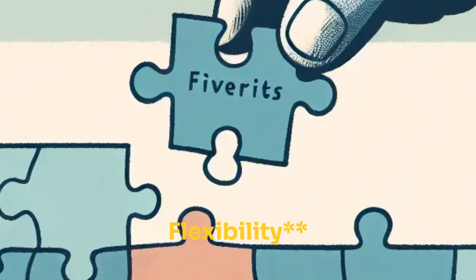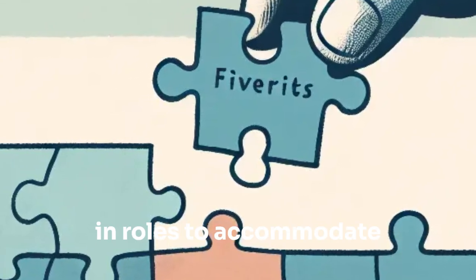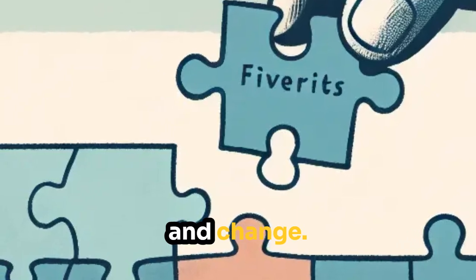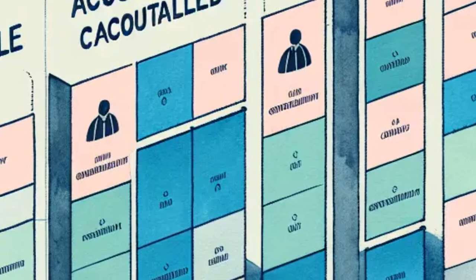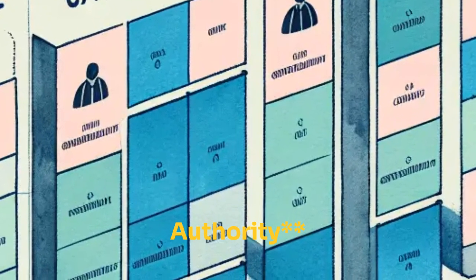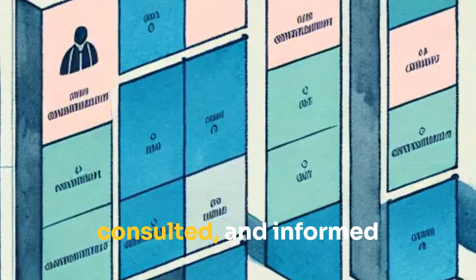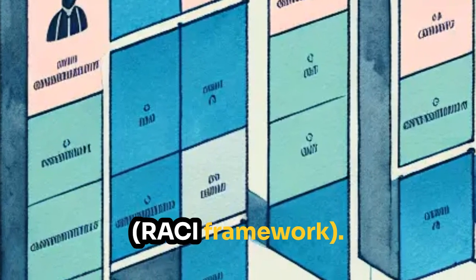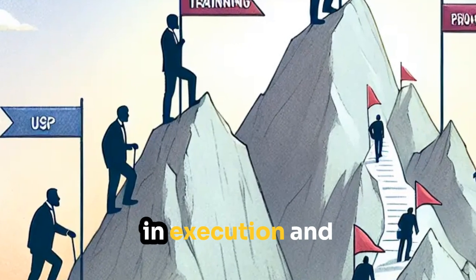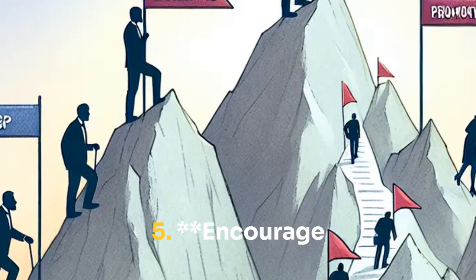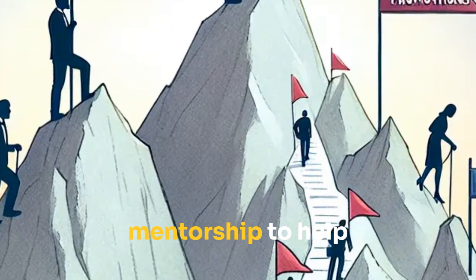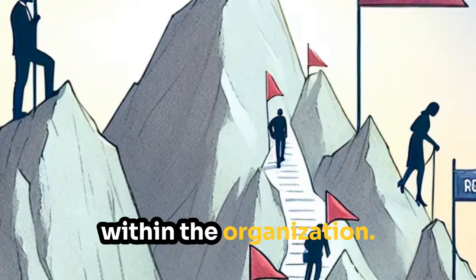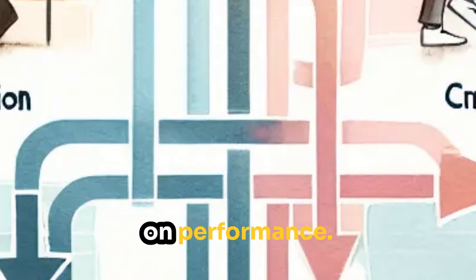3. Ensure role flexibility. Encourage adaptability in roles to accommodate business growth and change. Promote cross-functional collaboration to enhance agility. 4. Clarify decision-making authority. Establish who is responsible, accountable, consulted, and informed, the RACI framework. Prevents delays in execution and unnecessary conflicts. 5. Encourage career growth and role evolution. Provide training and mentorship to help employees advance within the organization. Create pathways for promotions and role expansion based on performance.